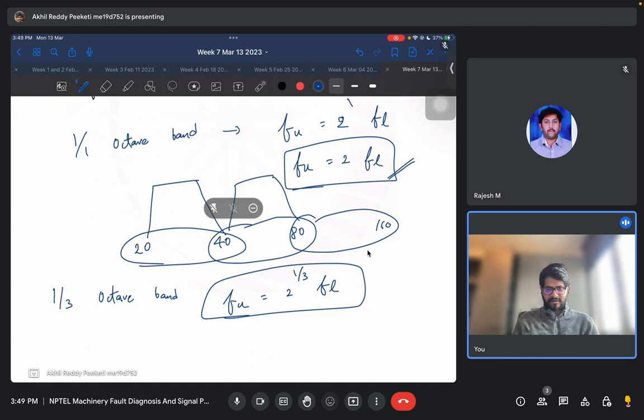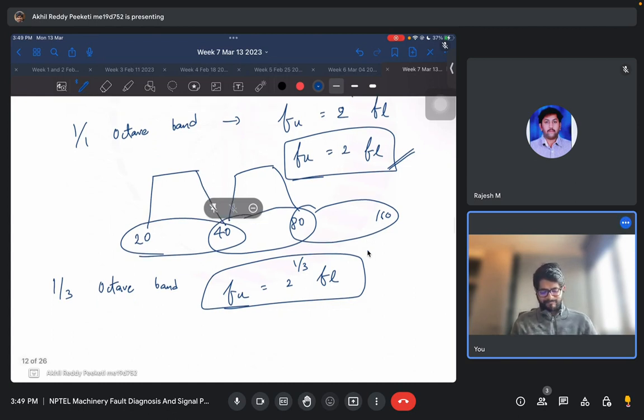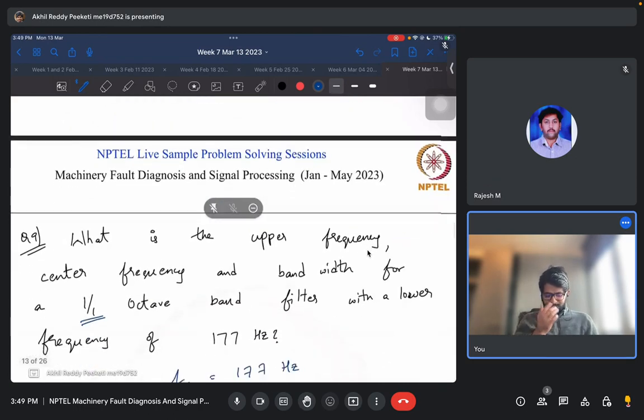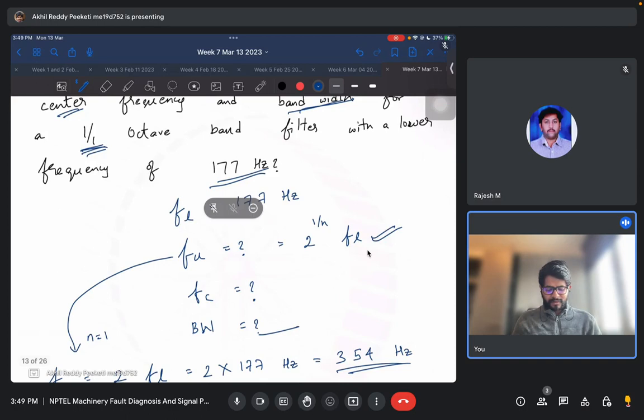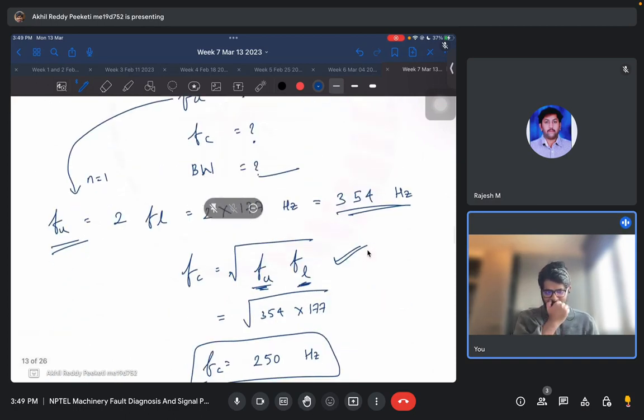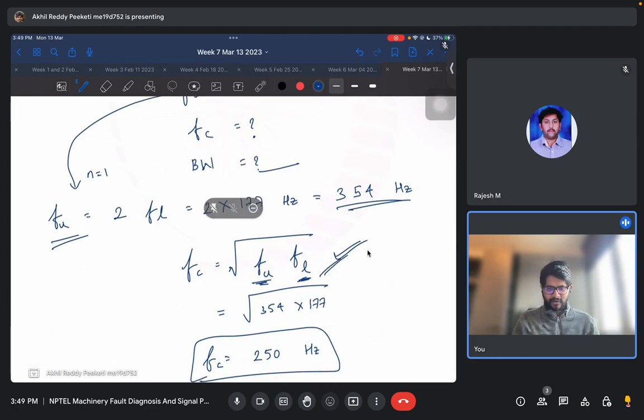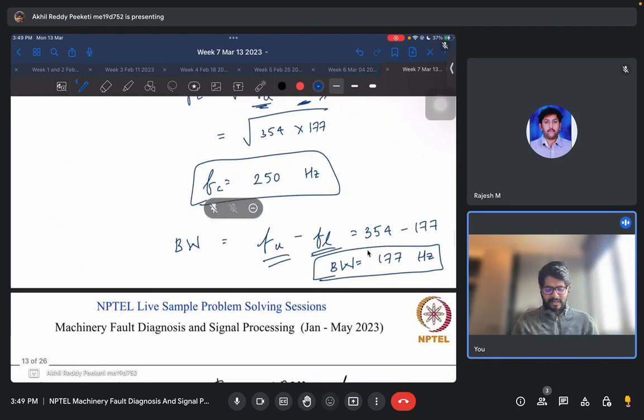And if it is a 1 by 3 octave band, the upper frequency is 2 power 1 by 3 times the lower frequency. Next we looked at the case where only the lower frequency is given and the type of octave band. From that we calculated the upper frequency, center frequency and the bandwidth. So the upper frequency is 2 power 1 by n times the lower frequency, and the center frequency is the square root of the product of the upper and lower frequencies, and bandwidth is just the difference between the upper and lower frequency.